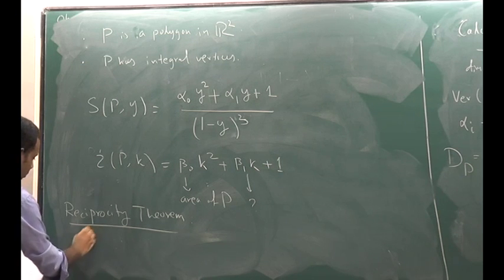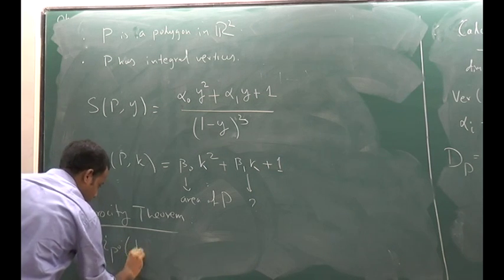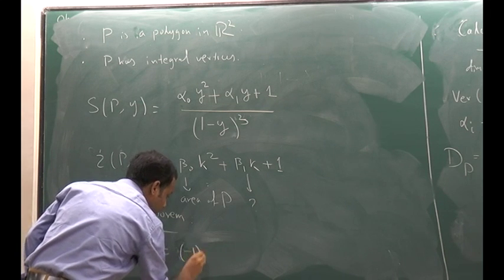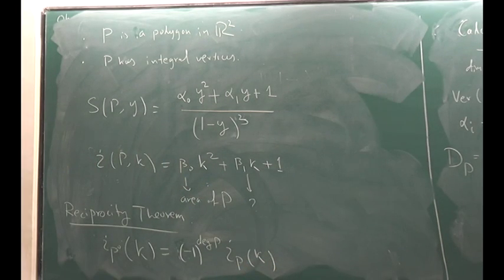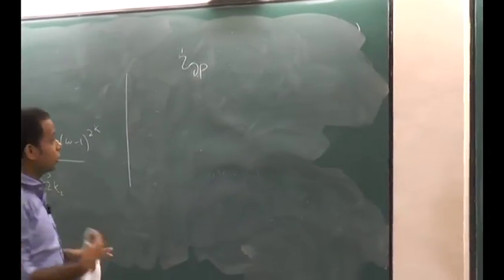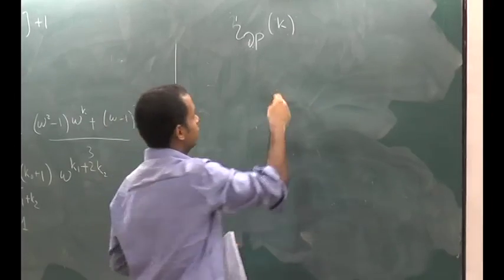So the reciprocity theorem says that I_P naught of k, where P naught is the interior of P, is equal to minus 1 power degree of P times I_P of minus k. So from the reciprocity theorem, I delta P of k is the number of integral points in the kth dilation of the delta P. I can take any set, put the kth dilation and count the number of integral points there.